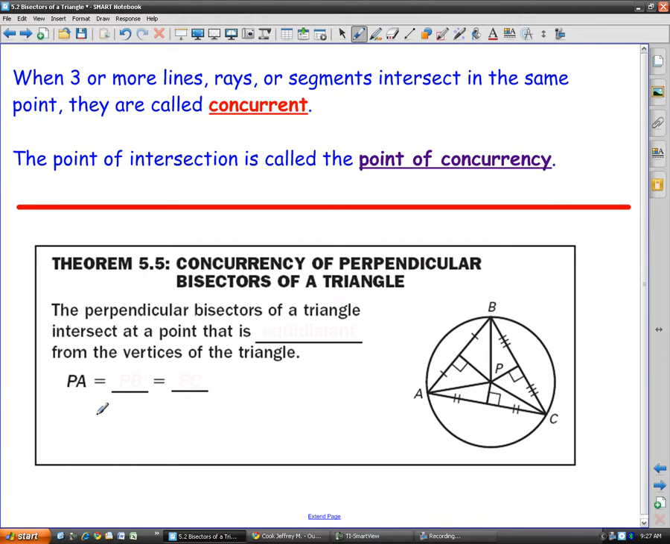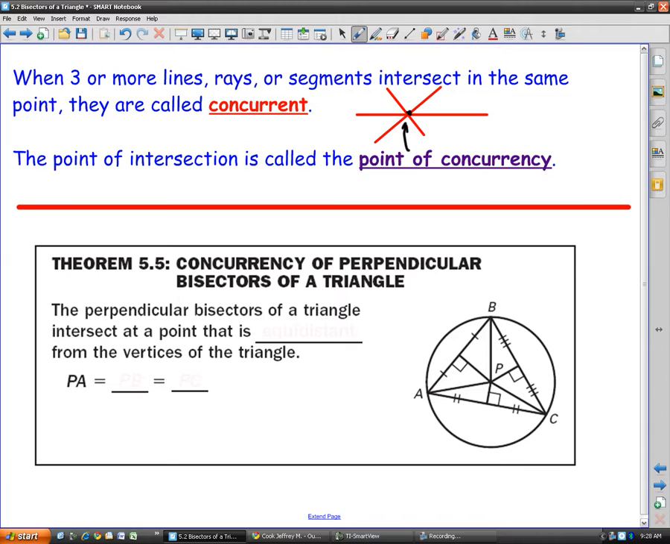Okay, moving along, here are some definitions that we need to know. You might want to pause it and get these definitions. When three or more lines, rays, or segments intersect at the same point, it is called concurrent. So if I draw a line, another line, and another line that goes through that point, those three lines are considered concurrent because they all meet at one point. The point of intersection is called the point of concurrency. So the point of concurrency is this point right here, and this is just some terminology that we need so that you can understand what's going on.